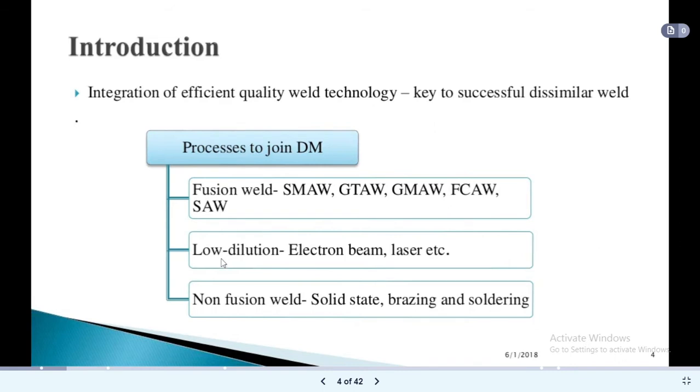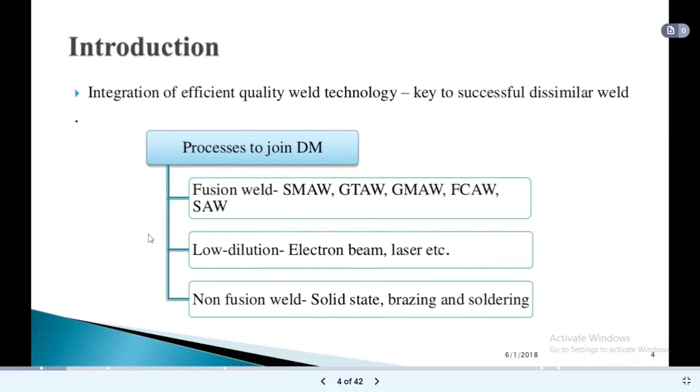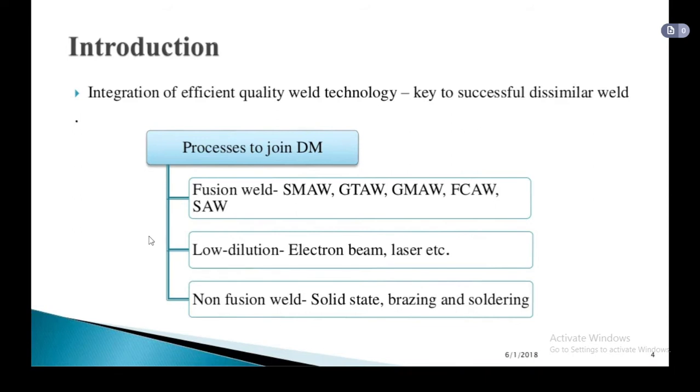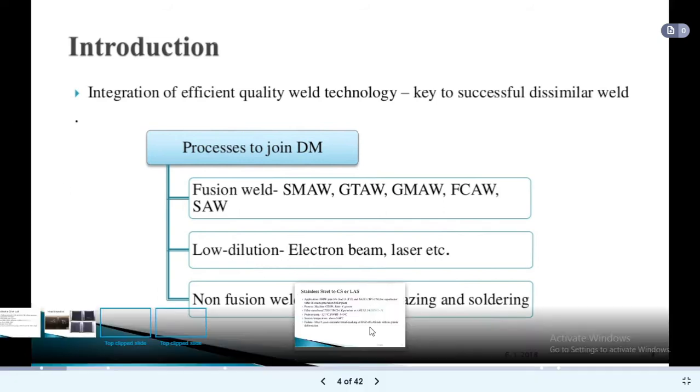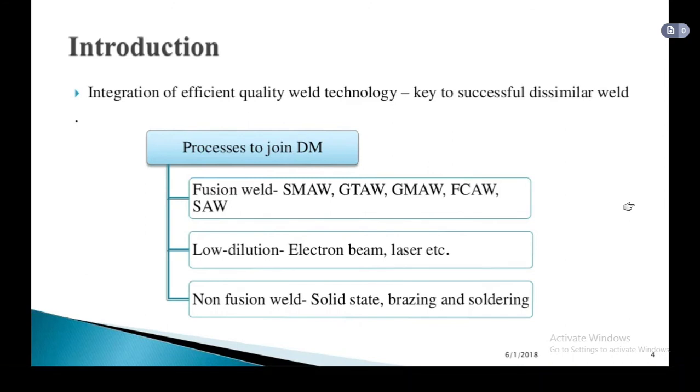Low dilution: when the welding material and the base material get mixed with each other, it is called dilution. So while welding, the dilution should be less, because the chemical composition that forms has different characteristics. The dilution that forms during welding should be low, and for low dilution these welding processes are selected: electron beam welding or laser beam welding.